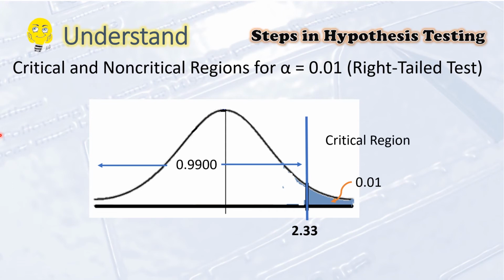The critical or rejection region is the range of values of the test value that indicates that there is a significant difference and that the null hypothesis should be rejected. The non-critical or non-rejection region is the range of values of the test value that indicates that the difference was probably due to chance and that the null hypothesis should not be rejected.